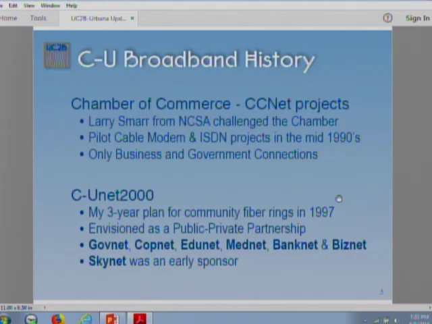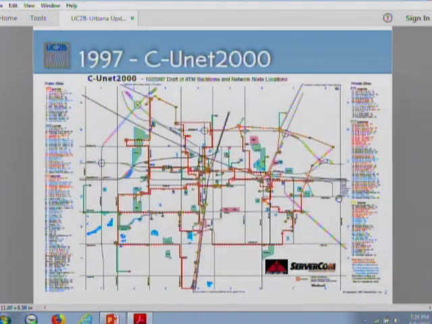Some of you were not involved in the City Council at all when this got started, and actually back in the 90s, Larry Smarr from NCSA got the ball rolling. He said, hey, this thing called the internet's coming, you guys ought to do something about it. The Chamber of Commerce got involved, did some things about it. In 1997, I sat right here and tried to convince the Urbana City Council to adopt something called CUNET 2000. Silly me thought it would only take 3 years to build a community fiber network at that point, and that was where the name came from. That didn't work out so well.